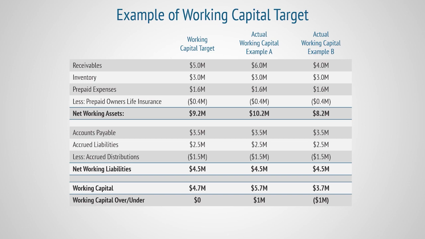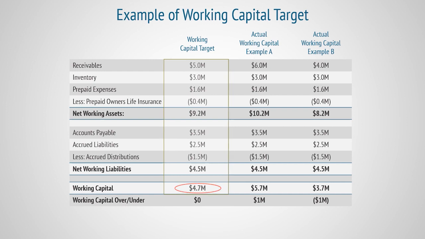For example, when reviewing the current assets on the balance sheet, it is found a portion of the prepaid expenses are for your life insurance policy, which is not transferring as part of the sale. This balance sheet item is then removed from the definition of working capital assets. The business also has in the current liabilities an accrued distribution. This distribution will still be paid to the owners of the company and is not part of the normal operating expenses to generate revenue, so it is removed from the definition of working capital liabilities. The result is a net working capital target of $4.7 million.